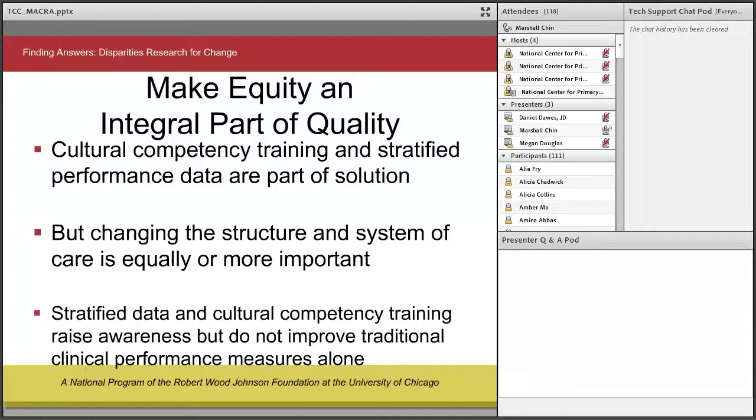I think a lot of organizations, they think about equity and they say, well, part of the solution is cultural competency training. It clearly is, but they tend to get fixated upon that. Similarly, early on, a lot of organizations spend a lot of time trying to develop the health information technology to create stratified performance data reports, which again is very important, but those two alone don't really address a lot of the fundamental systems problems and structural problems that drive equity. So those two are important, but alone aren't enough.